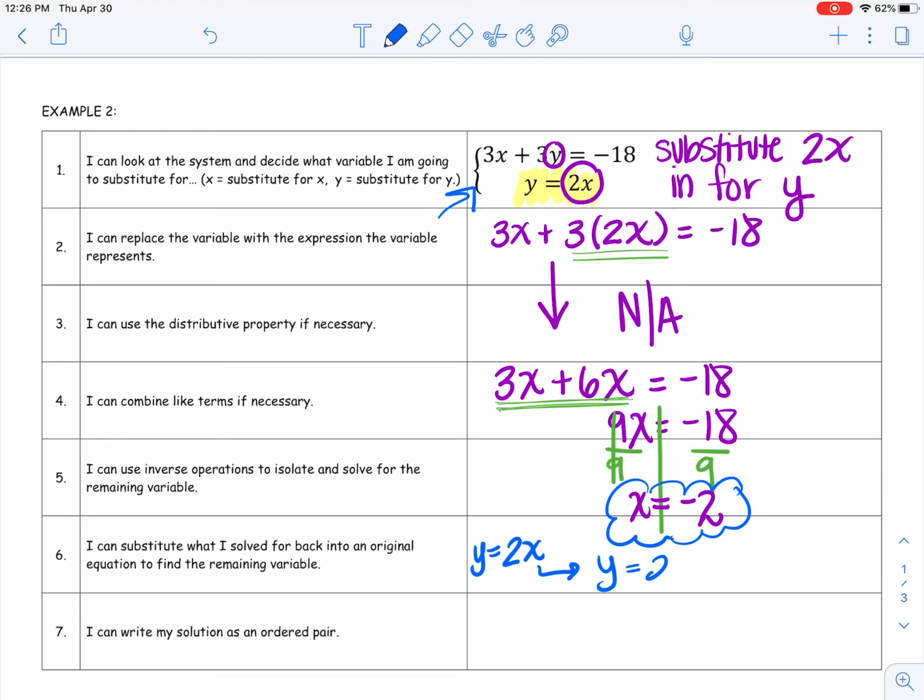So I'm going to substitute -2 in for x. And then that leads me to y is equal to -4. So then I take my x that I know is -2 and my y that I know is -4, and I write it as an ordered pair, and I'm done.